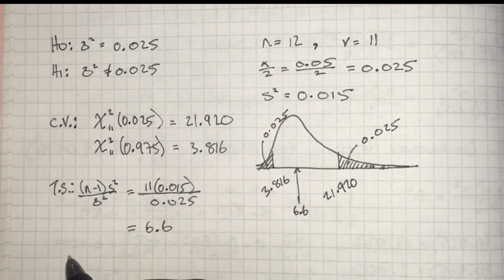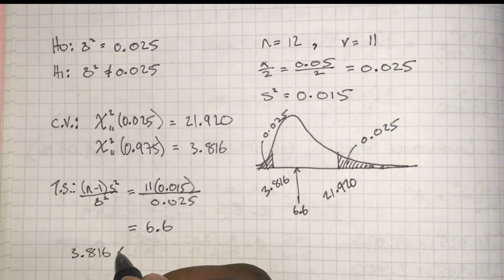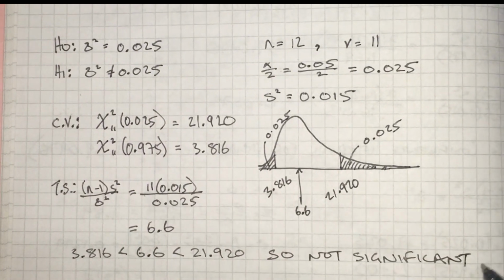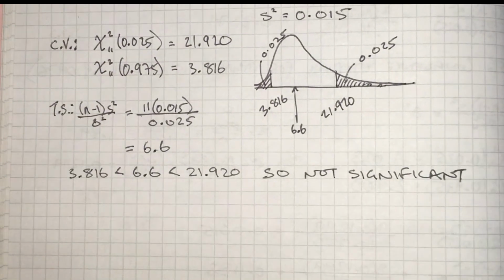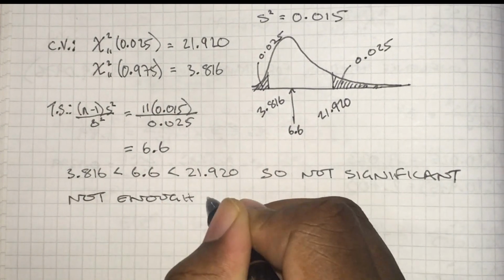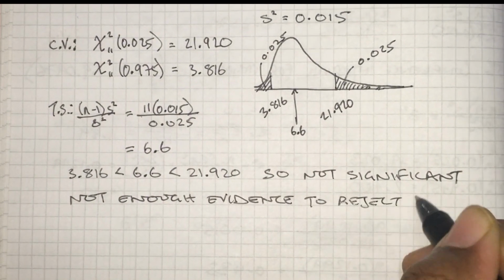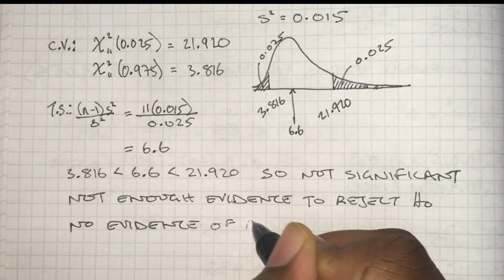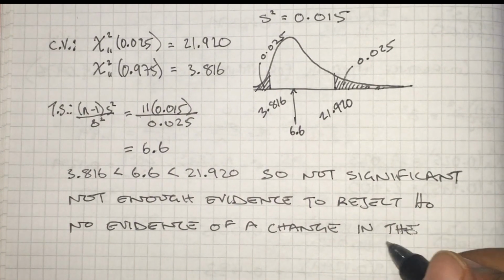As usual, let's just finish off with those last 3 steps: a comparison, a mathematical conclusion, and then a contextual conclusion. So, here's our comparison. 6.6 is in between those critical values. It's in the acceptance region, so we do not have a significant result. There is not enough evidence to reject H0. That's our mathematical conclusion, and in context, I'll just say that there's not enough evidence to suggest that there is a change in the variance.